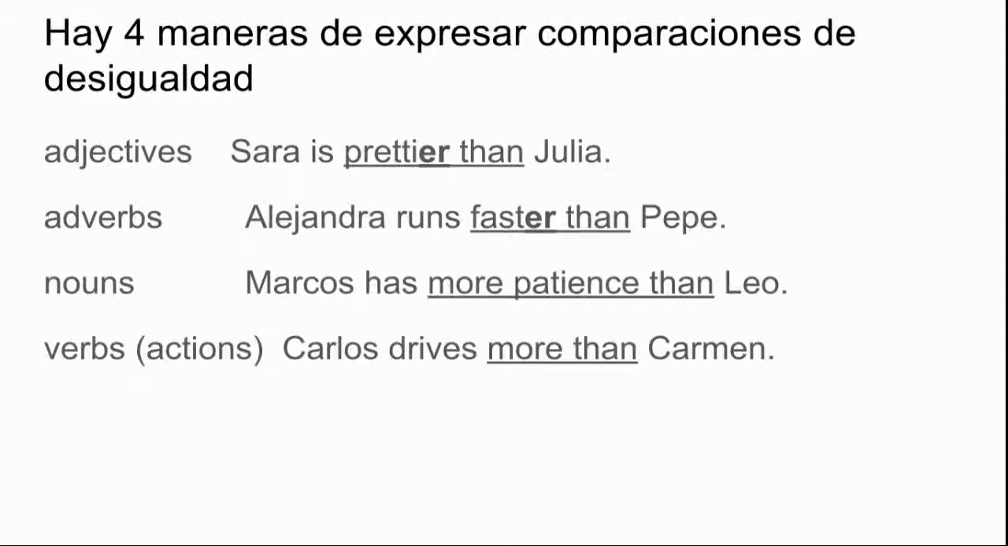Hay cuatro maneras de expresar comparaciones de desigualdad. So there are four manners in which to express comparisons of inequality. We have adjectives, adverbs, nouns, and verbs. Some examples in English would be Sarah is prettier than Julia. Alejandra runs faster than Pepe. Marcos has more patience than Leo. Carlos drives more than Carmen.